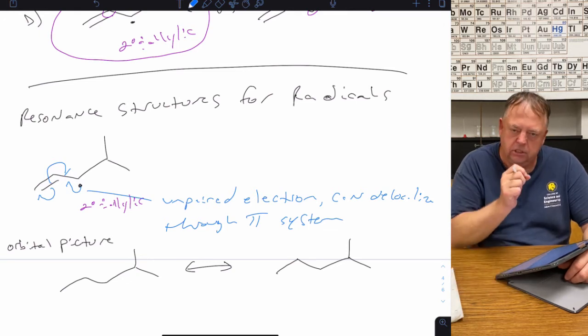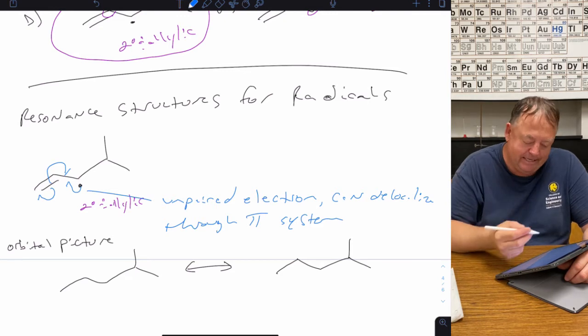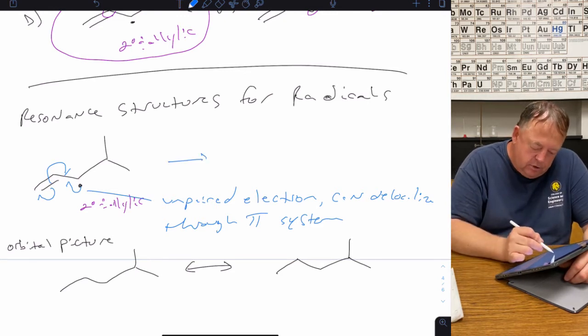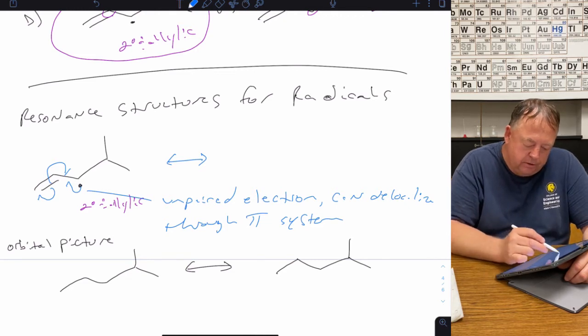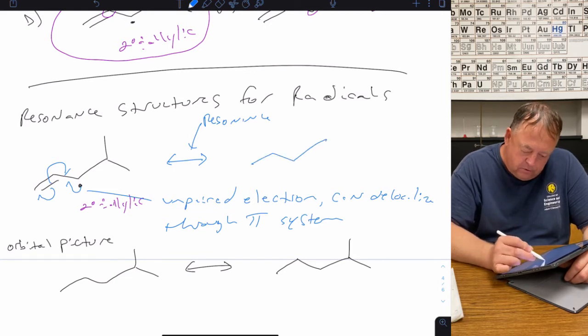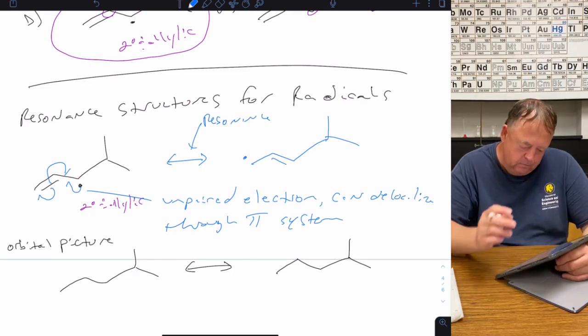So if you notice, we always split the double bond. One electron goes one way and the other goes the other way. Single-headed arrow because we're moving one electron at a time. And double-headed arrow here because that's what means resonance, right? So now our picture looks like this for the molecule. Now the double bond is there, and now the first carbon has the unpaired electron.